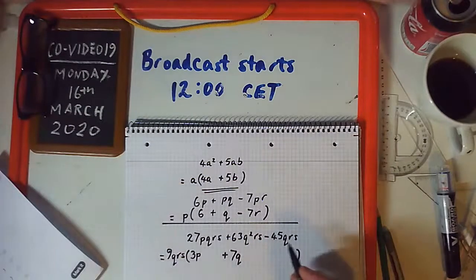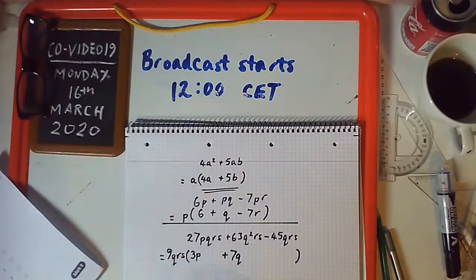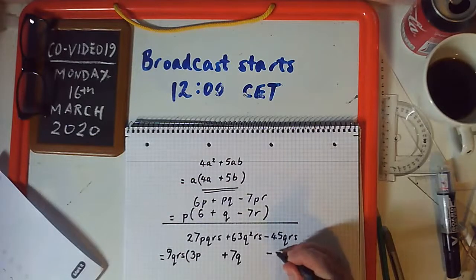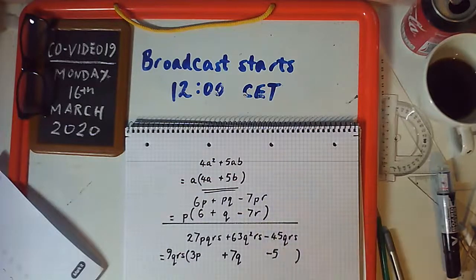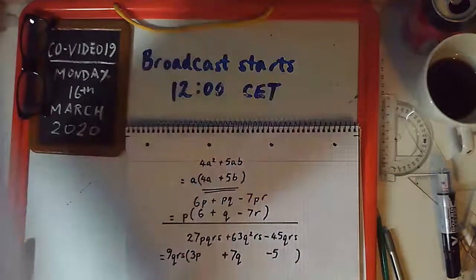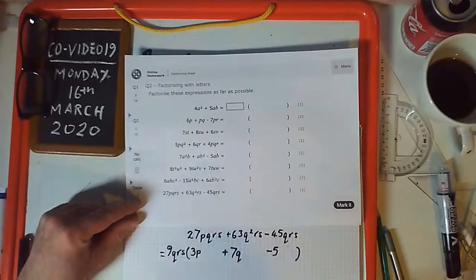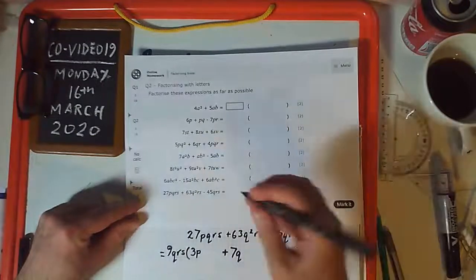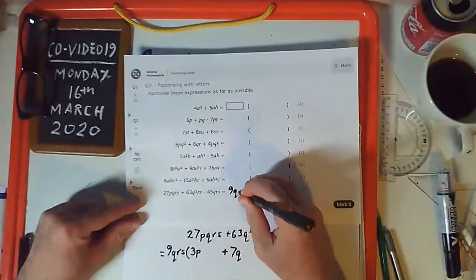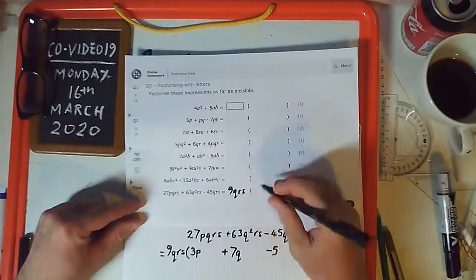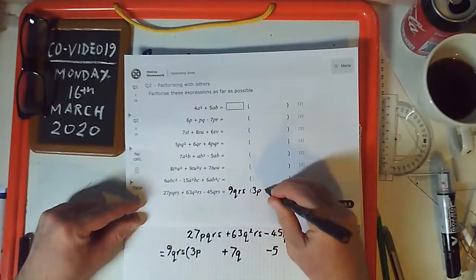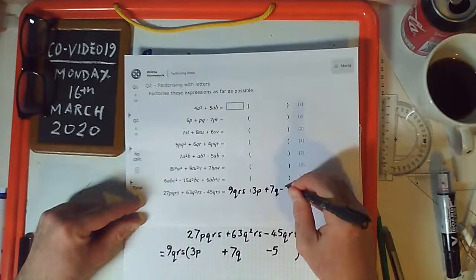Next term. What do I need to multiply the 9 by to get the minus 45? That's going to be minus 5. And then it's already got QRS in it, so I don't need to do any more multiplying. So I've actually got to my final answer: 27PQRS plus 63Q squared RS minus 45QRS equals 9QRS times 3P plus 7Q minus 5.